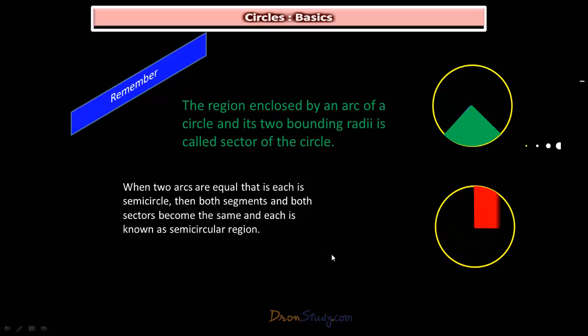Here this portion is called a quadrant. Quadrant is a 1/4 portion of the circle. Semicircular region is the half portion of the circle, and the quadrant is a 4th portion of the circle. So this is the 4th part of the circle, and therefore the area of this quadrant will be 1/4 of the area of the circle. And therefore 1/4 of a circle is called the quadrant of a circle.